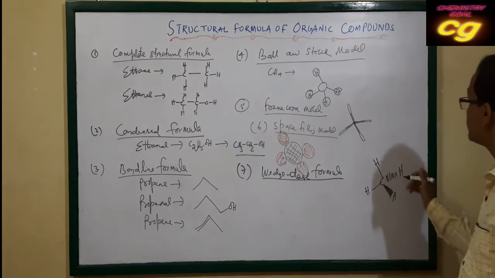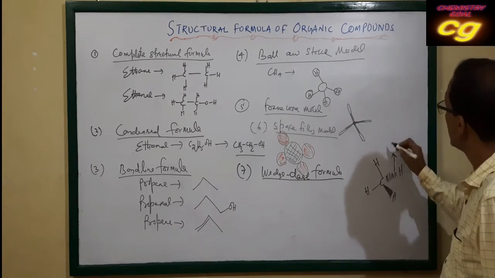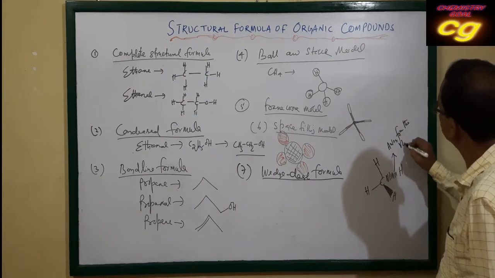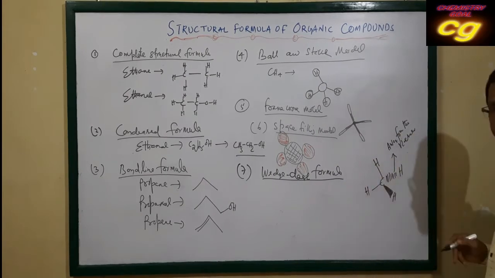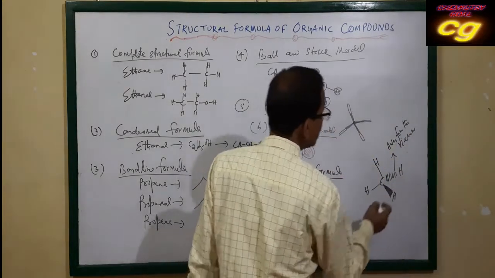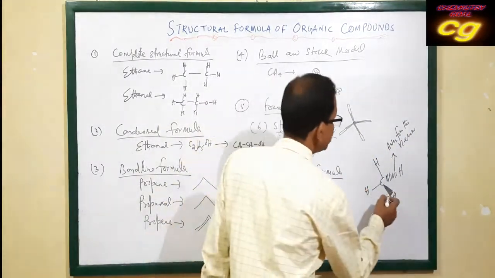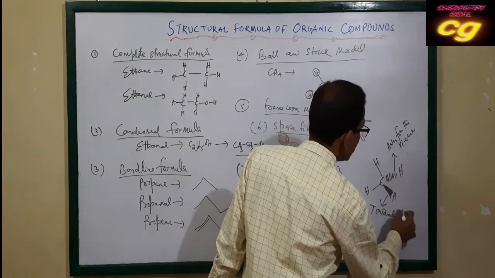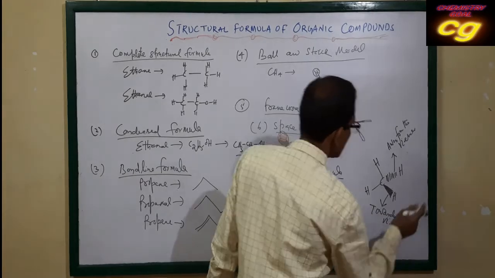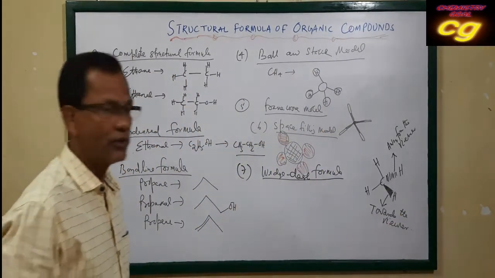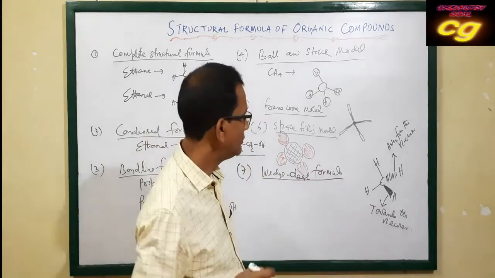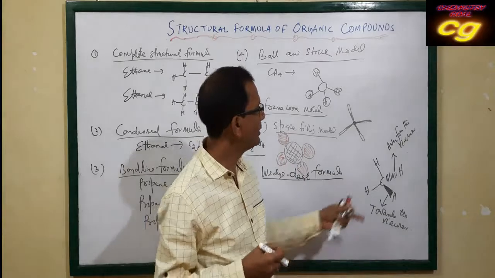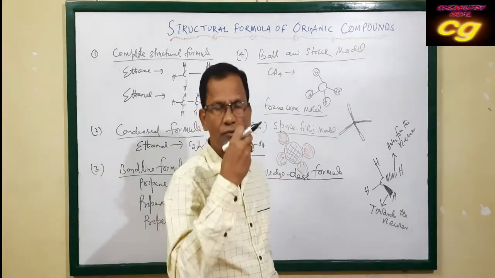That is a dash. This structure indicates away from the viewer, and this indicates towards the viewer. Then you have to watch the molecule. One bond will be away from the viewer, and one towards the viewer, towards the viewer, away from the viewer.